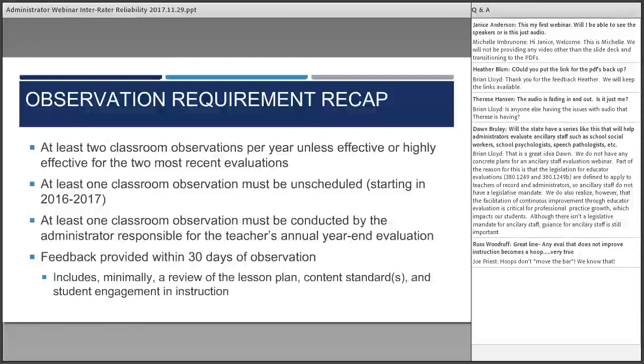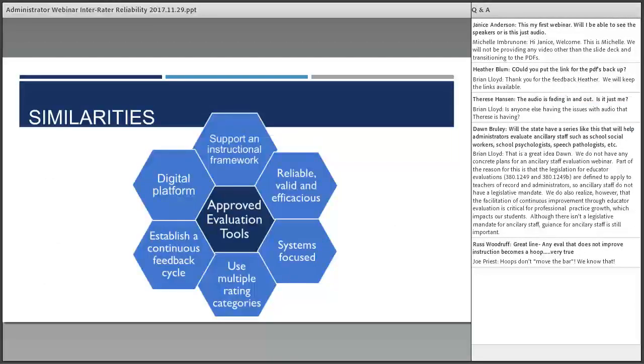And we know that feedback is best served warm and served quickly, so that quick, timely feedback is really important. Legislatively, it talks about within 30 days and that it requires minimally a review of the lesson plans, standards, and student engagement, but we know more timely feedback than that is best practice. So real quick, we've all adopted tools within our systems to effectively evaluate and provide feedback to teachers. And all these are powerful tools to provide feedback.